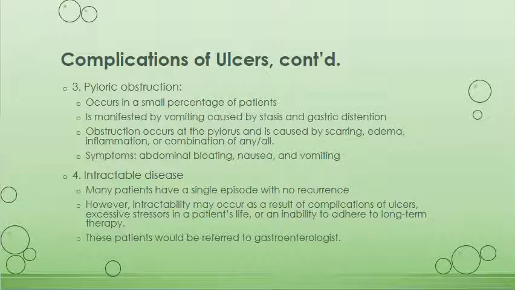The final two complications of ulcers are pyloric obstruction and intractable disease. Pyloric obstruction occurs in a small percentage of patients. It is manifested by vomiting caused by stasis and gastric distension. So the stuff doesn't have anywhere to go. It cannot get out because there's an obstruction in that pyloric valve at the low end of the stomach. So they'll throw it up. It doesn't have anywhere to go down.